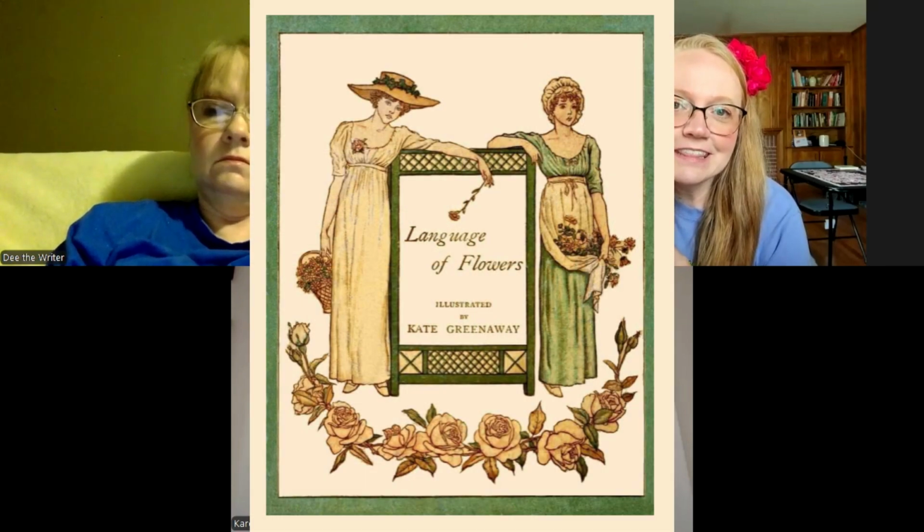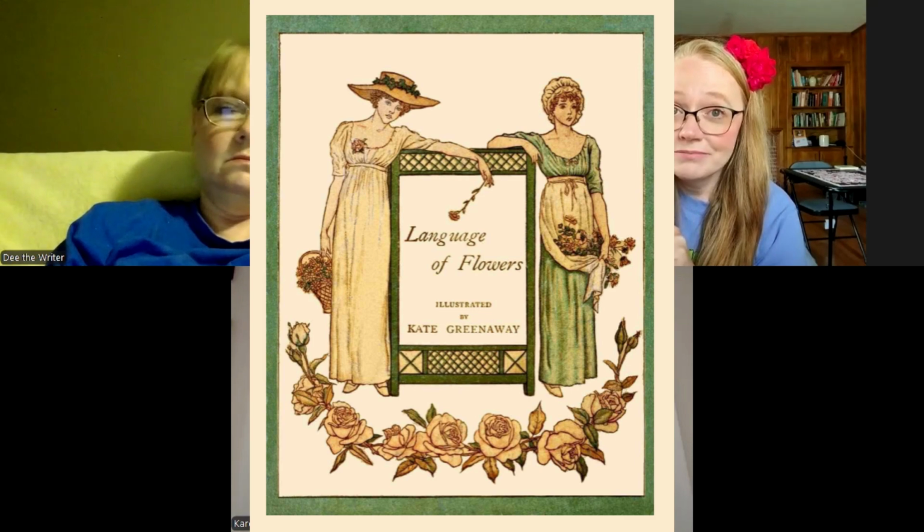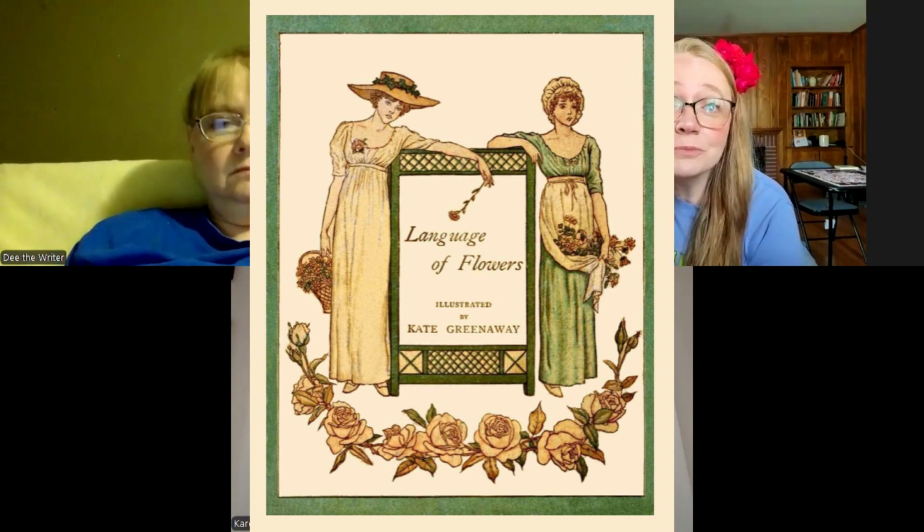Rhododendron. Do you know what rhododendron means? It means rose tree. No, I mean like the meaning of it from back when. Because I told Karen before you came on, Dee, that I found an ebook written in 1884 that has flowers and their meanings. Rhododendron means danger, beware. You know why? It's poisonous. Okay, didn't know that.